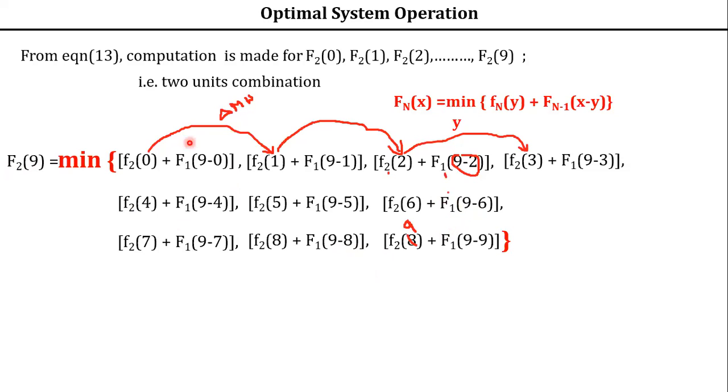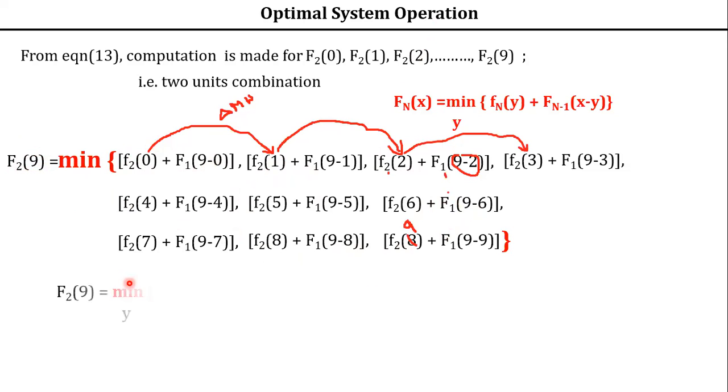Now what you have to find out? You have to find out these values. Each combination value you have to find out. After determining the combination values, which combination has got the minimum value? Because the whole is a minimum. That will be the value of your F2 of 9. So that's what you have to do.